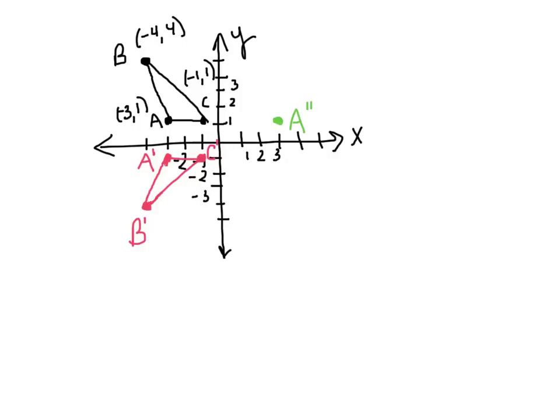B is going to change to 4, 4. So that's going to be B double prime. And C is going to change to 1, 1. And that'll also be double prime. And so there's my reflection, an image that's reflected over the y-axis. So in review, if you reflect over the x-axis, your shape goes either down or up. If you reflect over the y-axis, your shape goes across, left to right.